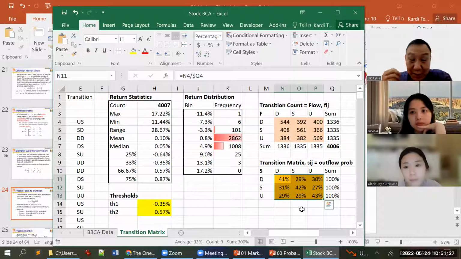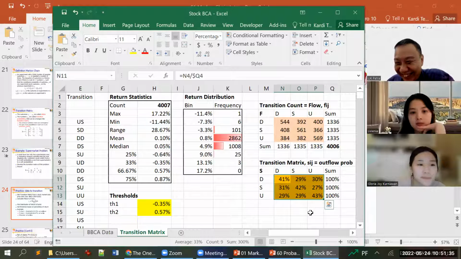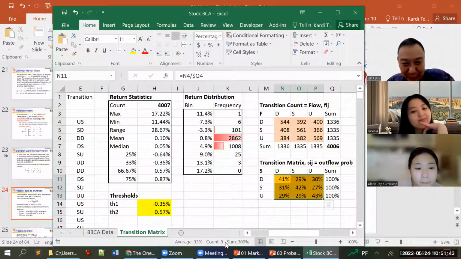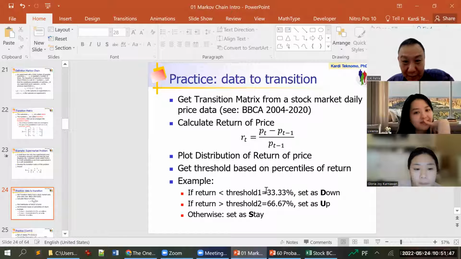So what do you think? So with this, you can practically use a Markov chain for any data, right? Do you have more confidence with the Markov chain now? Okay, let's come back here.